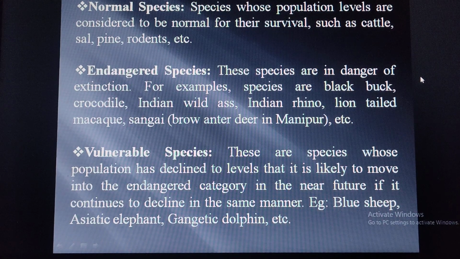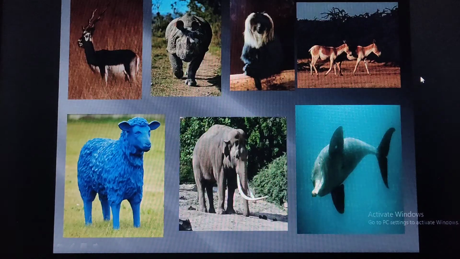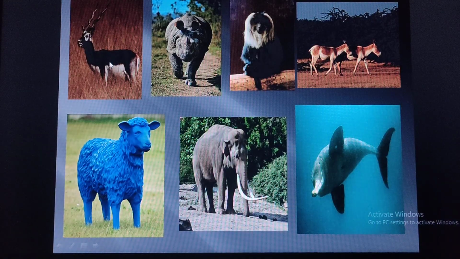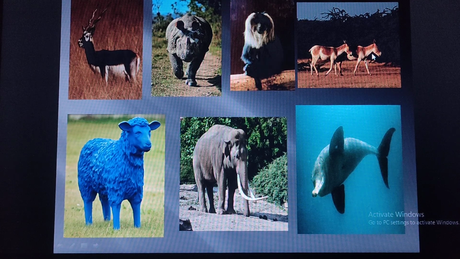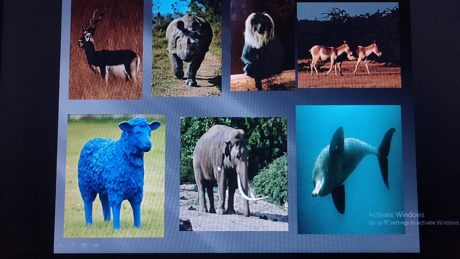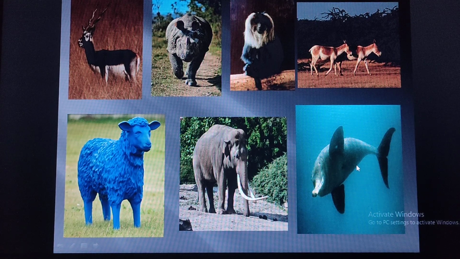Here in the picture, you can see blackbuck, Indian rhinos, lion-tailed macaque, Indian ass. These are the endangered species, whereas blue sheep, Asiatic elephant, Gangetic dolphin, these are the vulnerable species. Let us move forward.